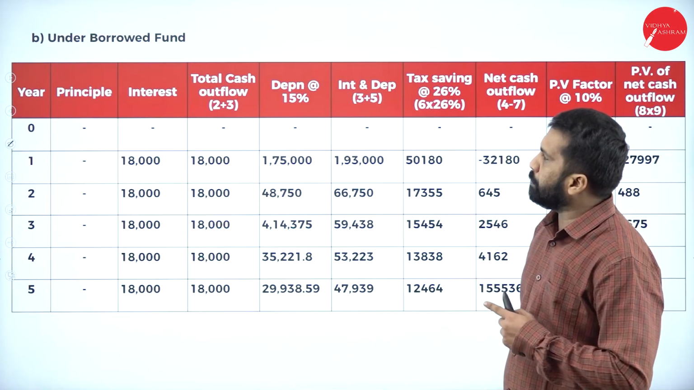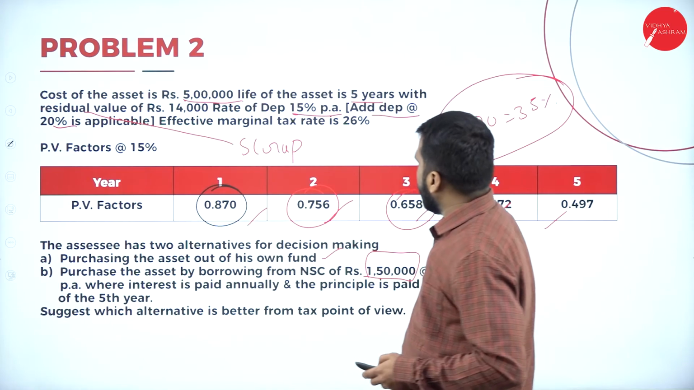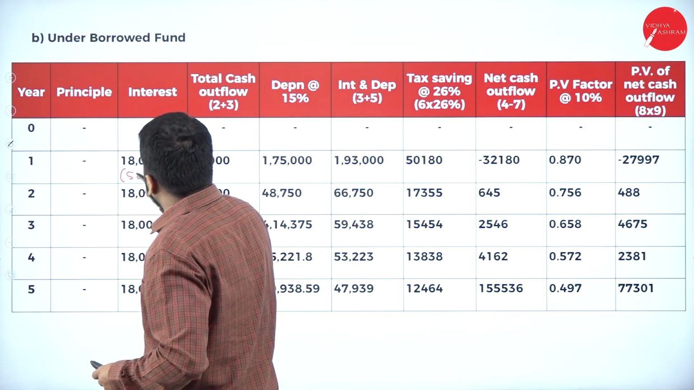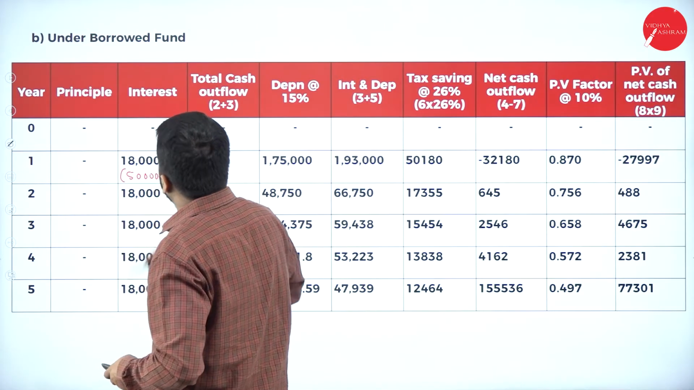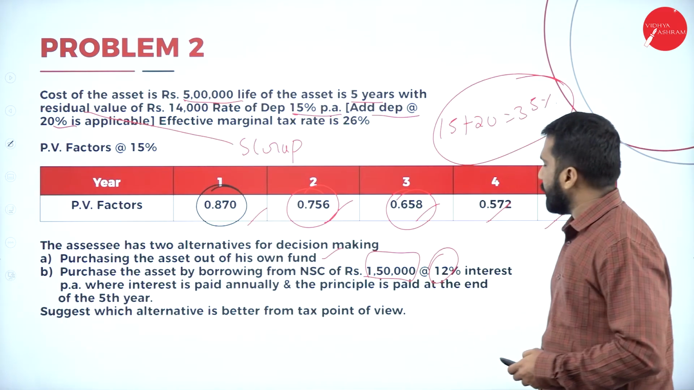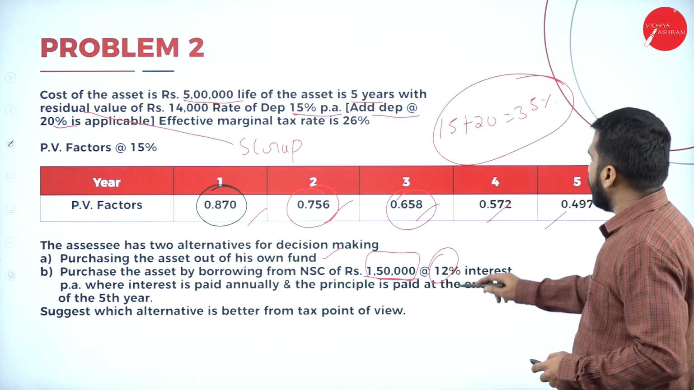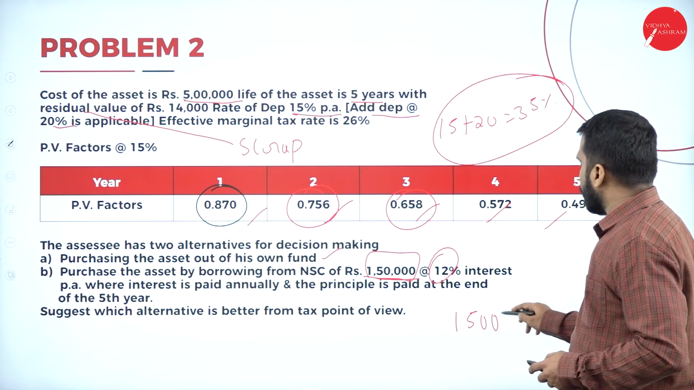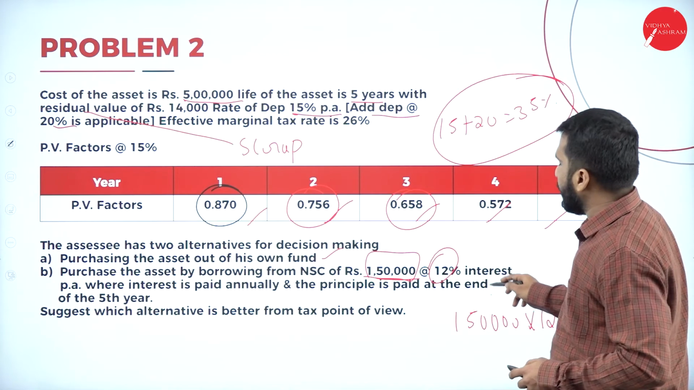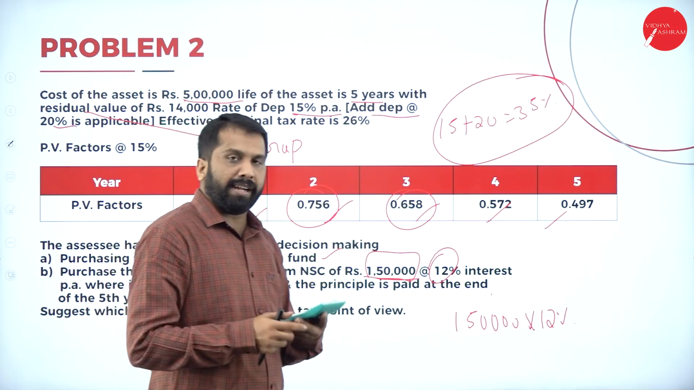Similarly, if you go for borrowed fund, simple one, you have taken a loan at a rate of 12% on 5 lakh. So it will be 5 lakh into 12%. Purchase the asset by borrowing 1,50,000 at 12% interest per annum, where interest is paid annually and the principal is paid at the end of the year. Now I'll calculate. I get 18,000 as interest.